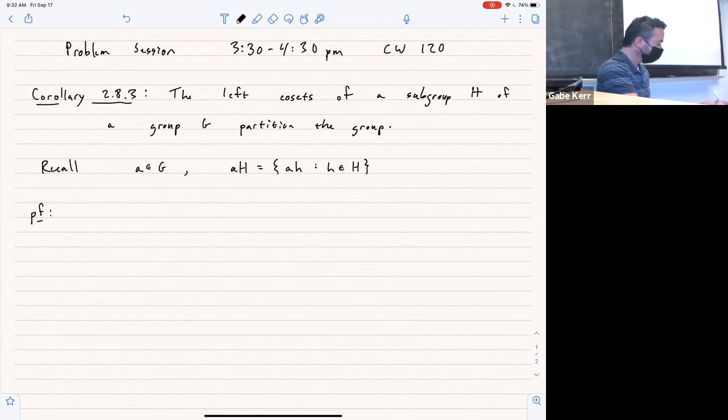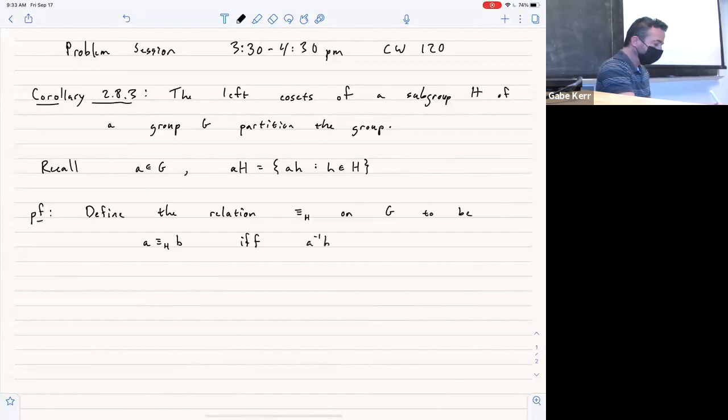Before the corollary, I'm going to define something. I'm going to define a relation between elements of G. I'll call it congruence with a subscript H on G. I'll say that two elements A and B are congruent if and only if A inverse B is an element of the subgroup H. That's going to be my relation between elements in G.